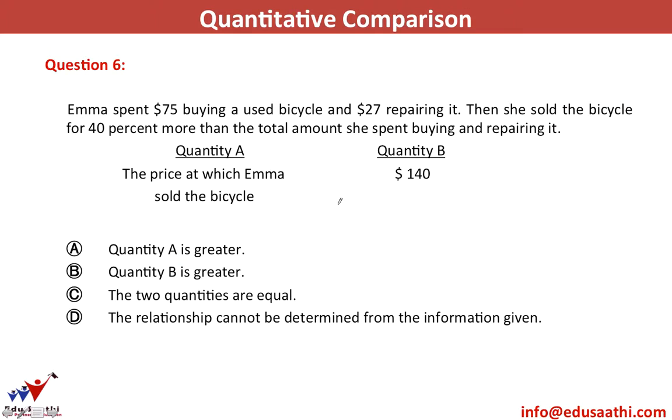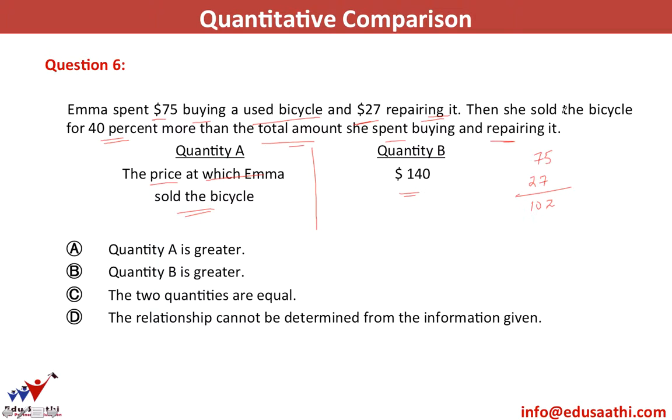Let's look at another question. Emma spent $75 buying a used bicycle and $27 repairing it. Then she sold the bicycle for 40% more than the total amount she spent buying and repairing it. I'll have to compare the two quantities, and quantity A is the price at which Emma sold the bicycle and quantity B is 140. So if I just look at the question, this is my cost price. This is the price that I have been spending on repairing the thing. So if I just add up both the prices, I'll get 102. 102 is the price.